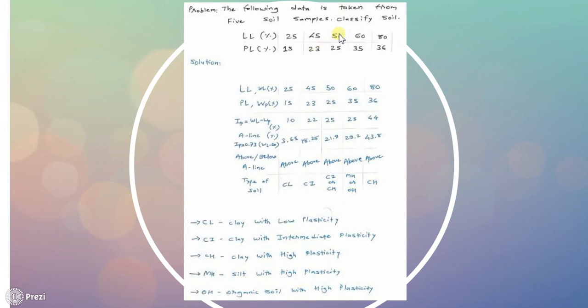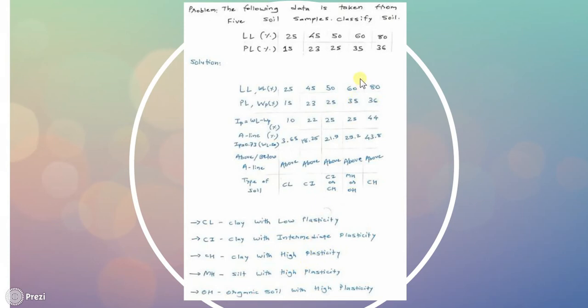In the third type of soil, liquid limit is 50% and plastic limit is 25%. So IP comes as 25% and the A-line value comes as 21.9. Again, it is clear that it is above the A-line and the value is exactly 50%. So I have to assume this as CI or CH, as it is on the edge. It may be clay with intermediate plasticity or clay with high plasticity.